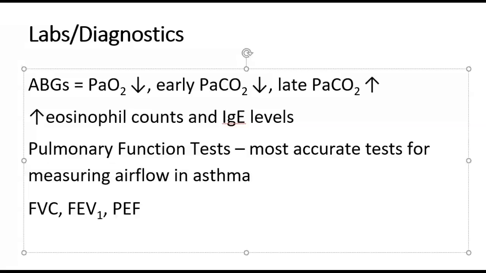Another test that can be done is pulmonary function tests. These are the most accurate tests for measuring airflow in asthma. Pulmonary function tests are non-invasive tests that show how well the lungs are working. They can measure many different things, including lung volume, capacity, rates of flow, and gas exchange. The three types of pulmonary function tests that we'll talk about in regards to asthma are FVC, FEV1, and PEF.